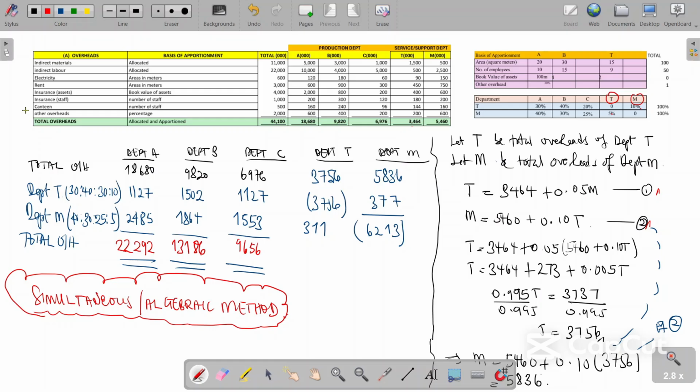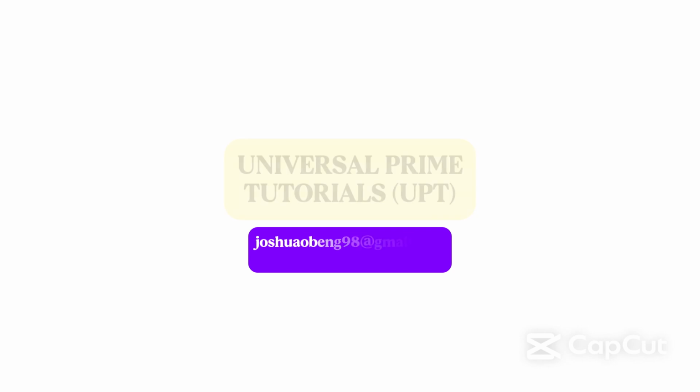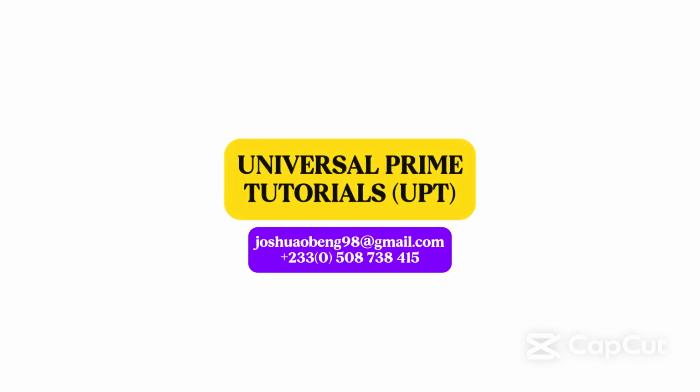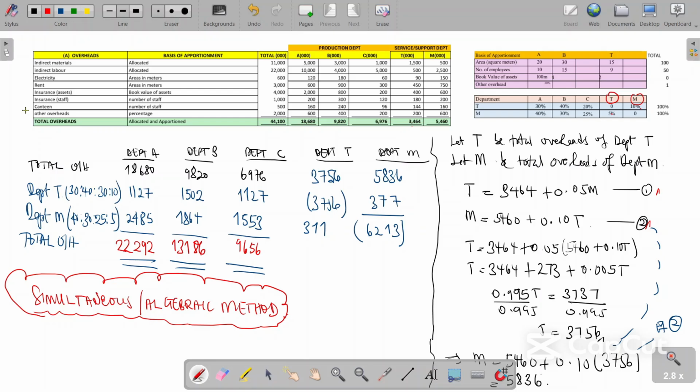Welcome to another tutorial on overhead reapportionment. Today we are doing the simultaneous or algebraic method. The top left has already been solved.